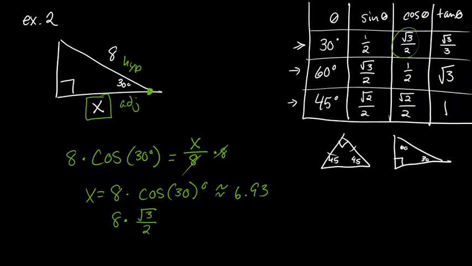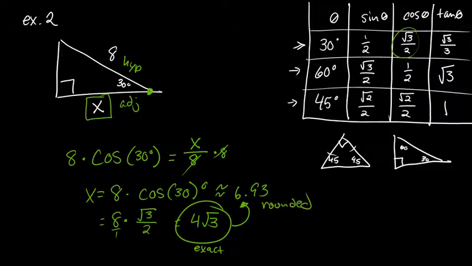Alright, well, I can reduce this. So 8 times radical 3 over 2, that'd be like 8 over 1 times radical 3 over 2. 8 over 2 is 4. So that's 4 radical 3. This is my exact answer. If I asked you to round, then let's say I said round to the 100th, then that would be my answer. However, this is exact and this is rounded.